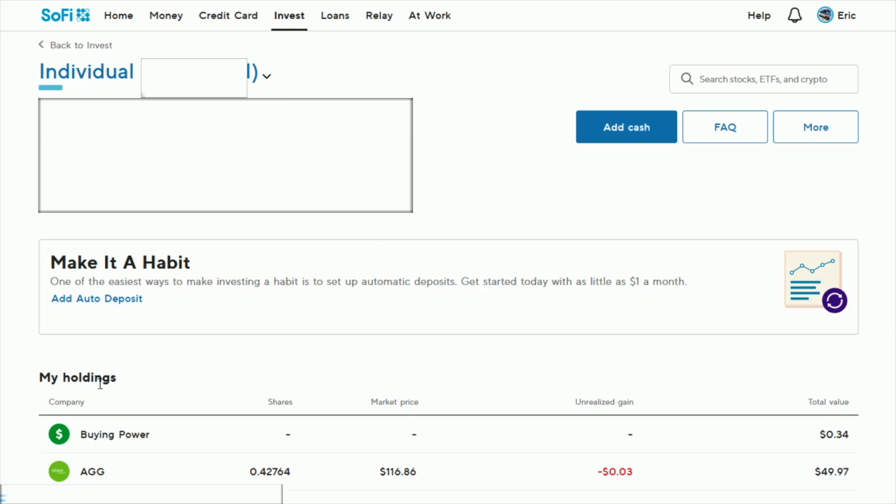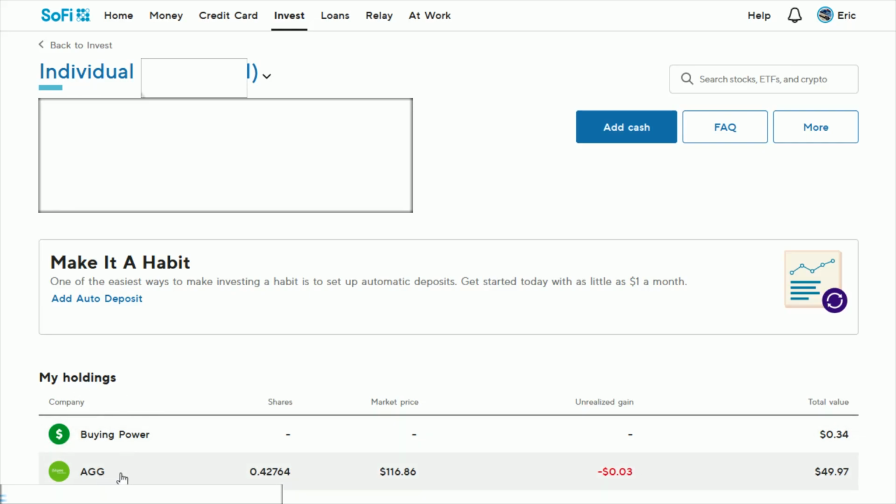So once you're on the proper account that you want to be selling an asset from, go down to the area where it says My Holdings. And in this area, it's going to list all of the different things that you are currently holding in the investing account that is listed up here. So whatever you want to sell, that's what you're going to be clicking on in the My Holdings area.